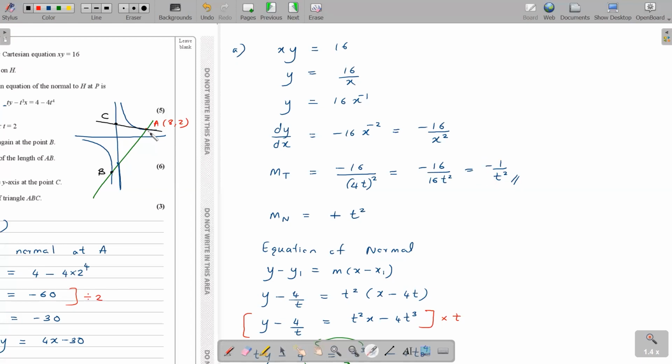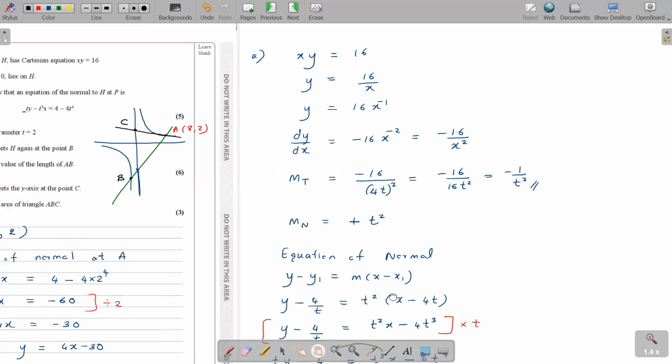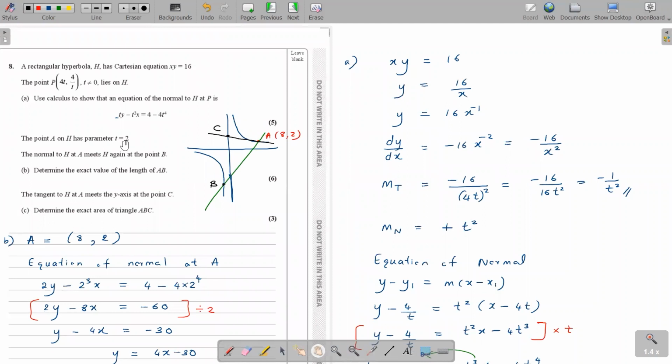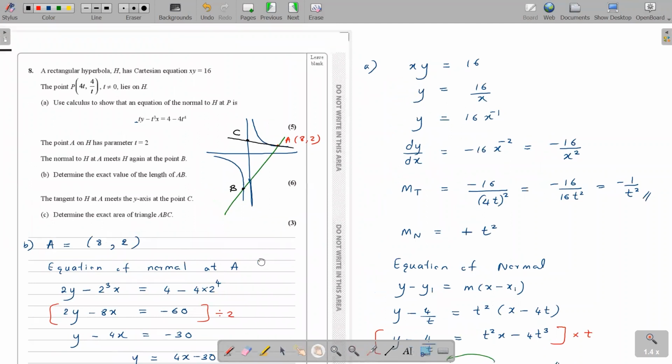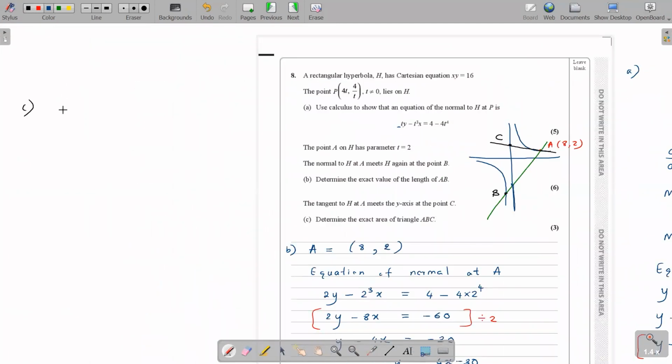At A, our t value was how much? At A, our t value was 2. So, can't you get the gradient at A? The gradient of the tangent at A is minus 1 over t square. The t value is 2 at A, right? So, minus 1 over 4. The thing is, I need to get the place where the tangent cuts the y-axis.